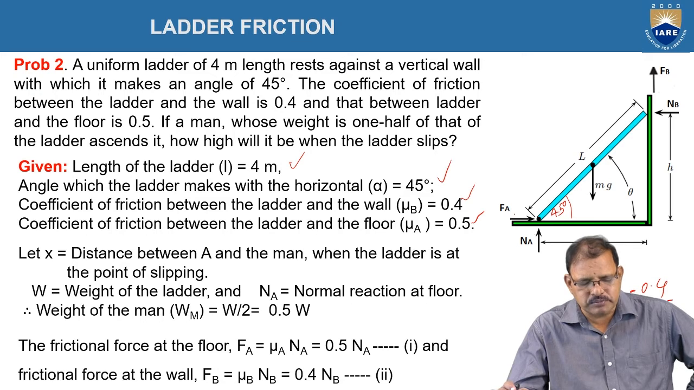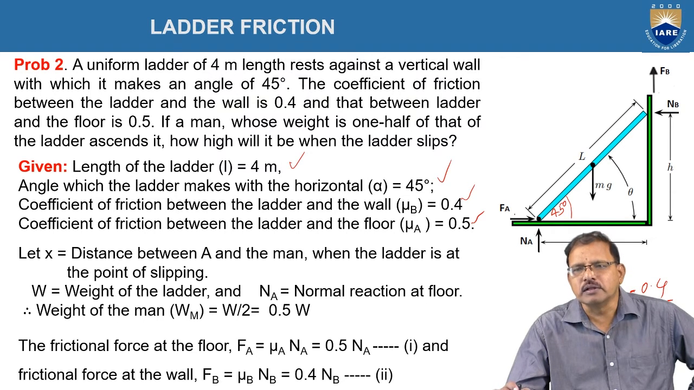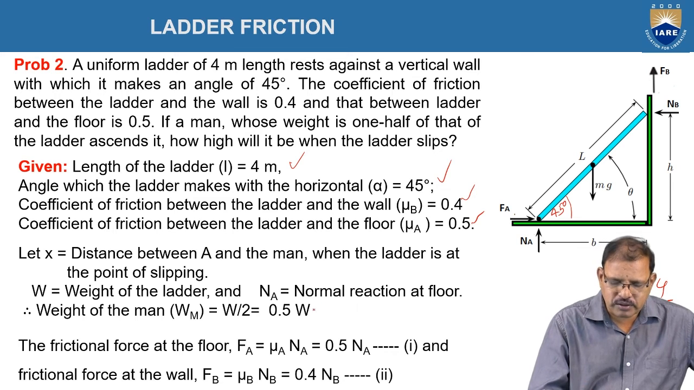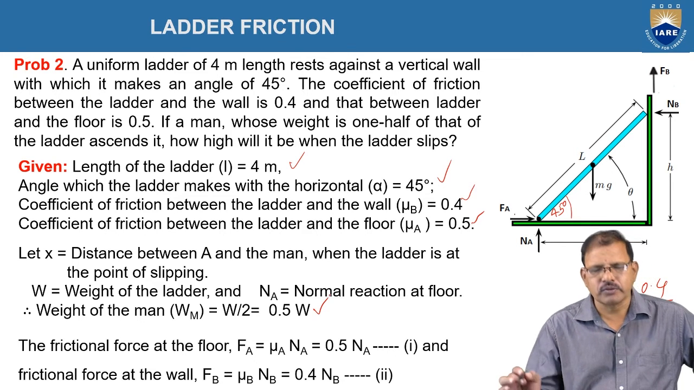Let X be the distance between A and the man when the ladder is at the point of slipping. W is the weight of the ladder, and N is the normal reaction at the floor, that is at point A. The weight of the man is half that of the ladder, which is W by 2, equal to 0.5 W.